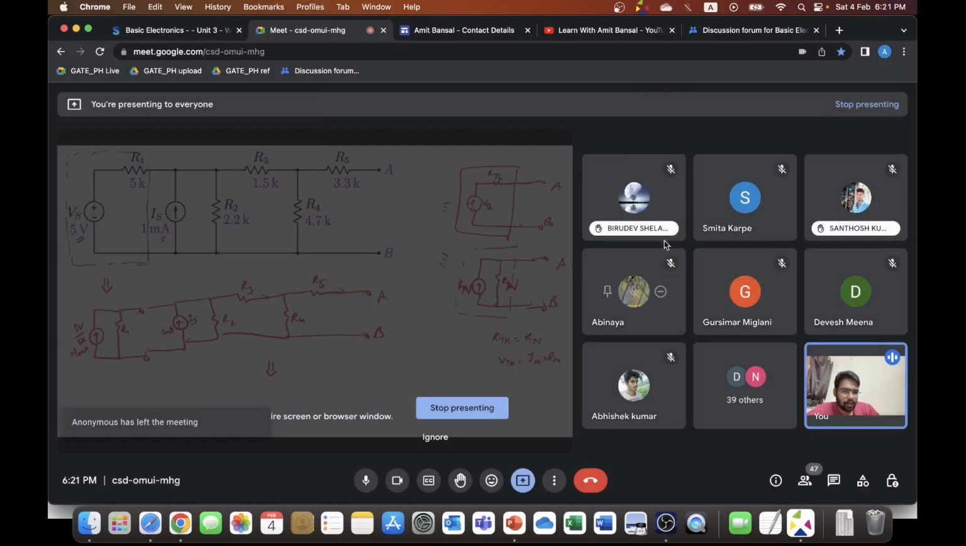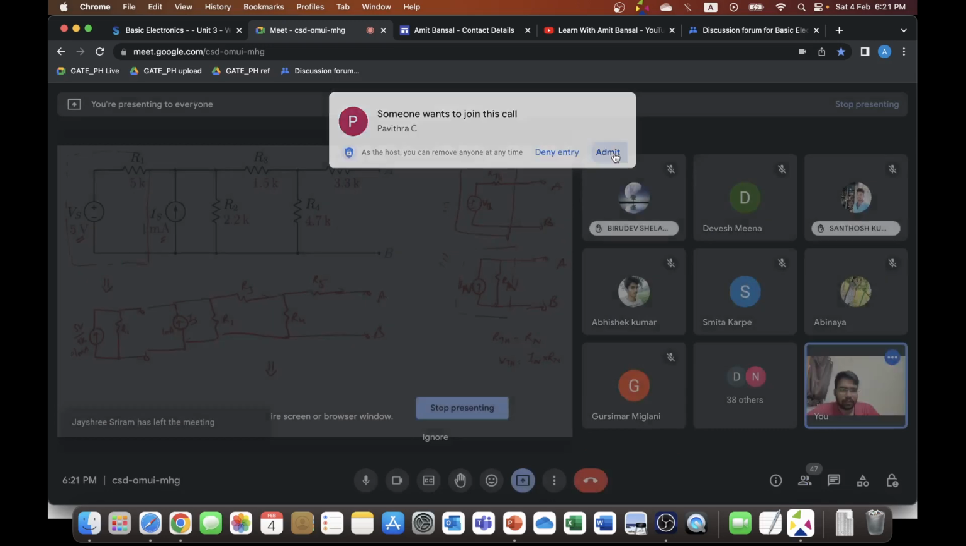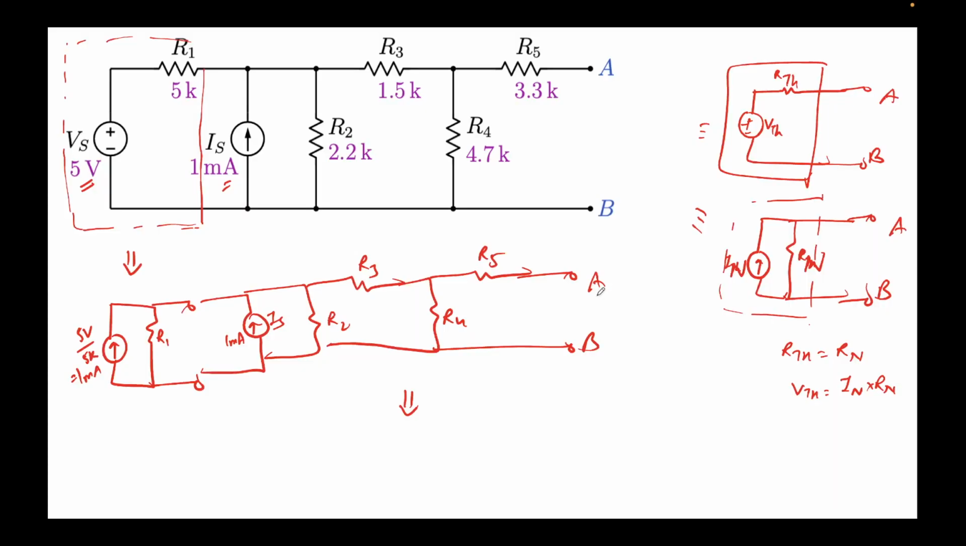Okay, yeah, there are 2 hands raised. Santosh. Okay, I am not able to hear anything. Birudev. Please write, if sometimes the voice doesn't come, you can unmute yourself, check that. If not, just type in the chat box, I'll read it. Just type in the chat box, I'll get back to it.